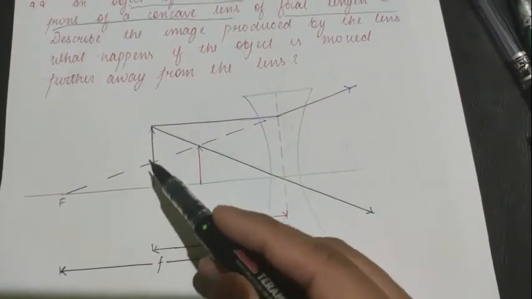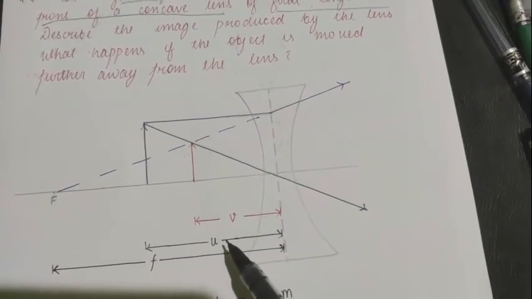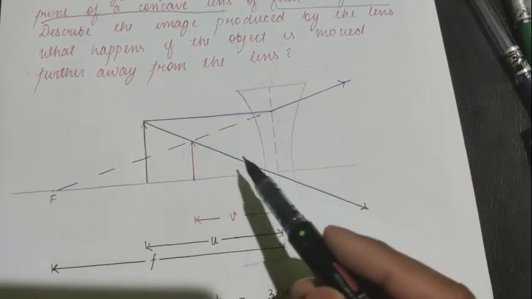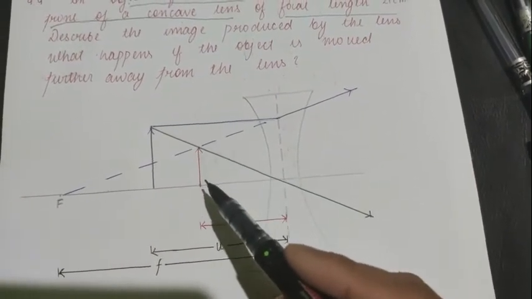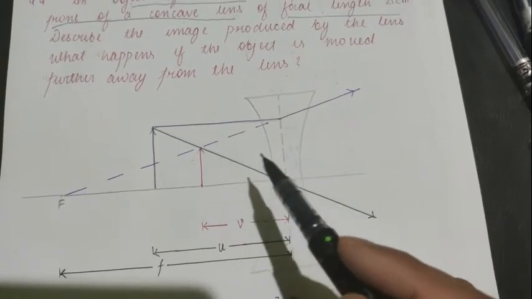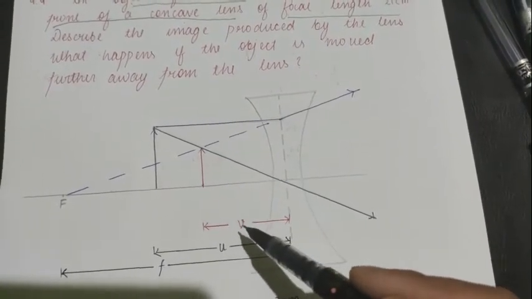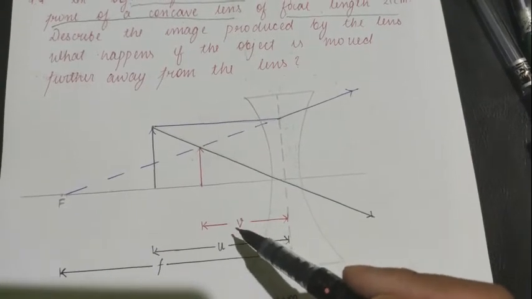So if you have an object which is at a distance of how much? Minus 14 centimeter. The image formed, this red line, this is the image. This image is formed in front of the concave lens. At what distance is it formed? It is formed at minus 8.4 centimeter. Is it clear?